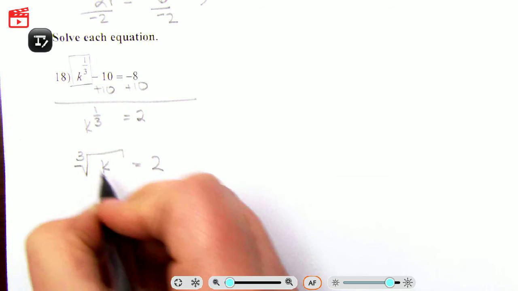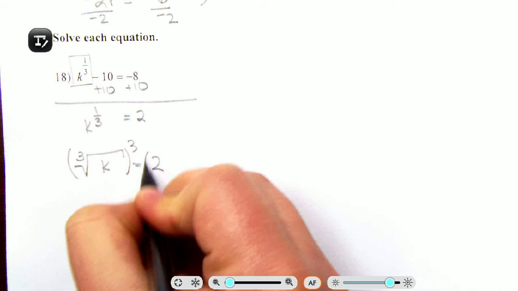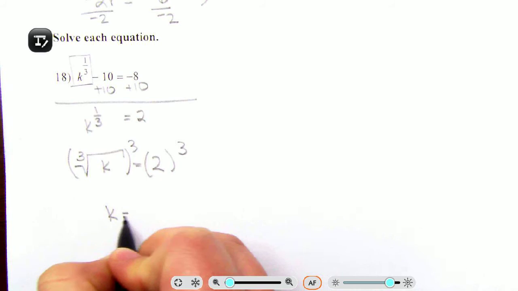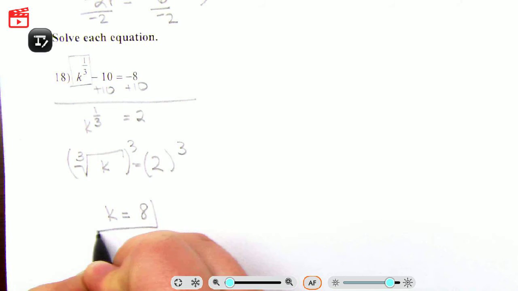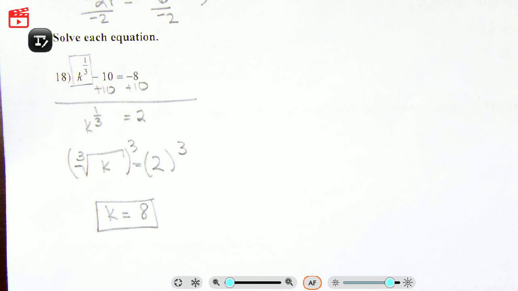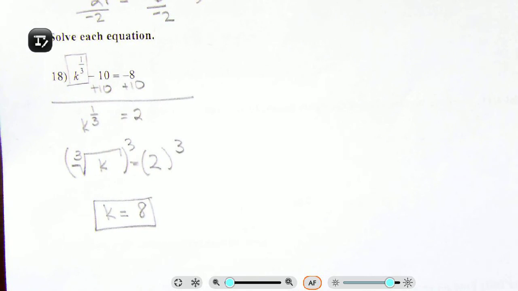So how do I undo this? Well, I'm going to cube both sides. k is then equal to 8. There you go. All right, let's move on.